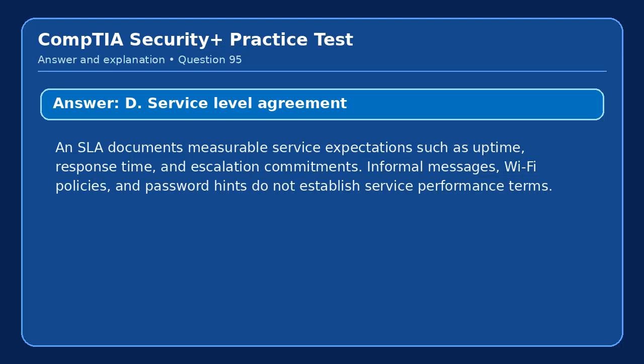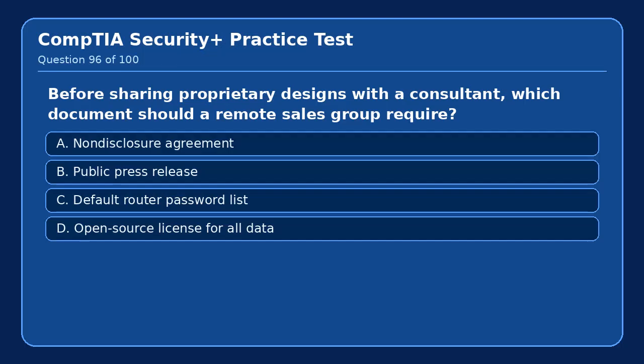Question 99. Which assessment is performed by an independent party to evaluate a call center's controls? A. Unplanned production reboot. B. External audit. C. Uncontrolled self-editing of logs. D. Casual hallway conversation. Take a moment to choose your answer. The answer is B. External audit.